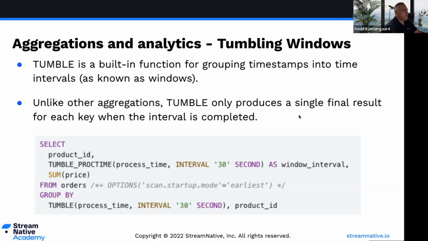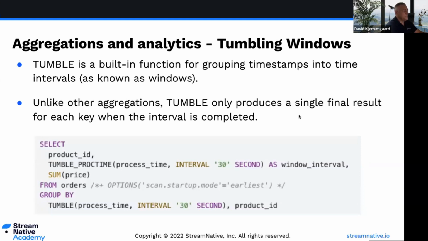It groups things based on timestamps within windows. So unlike other aggregations, it only produces a single result, versus a continuous query. We're doing the aggregates, always updating the product ID. This is going to calculate one exact result for each window here, right?